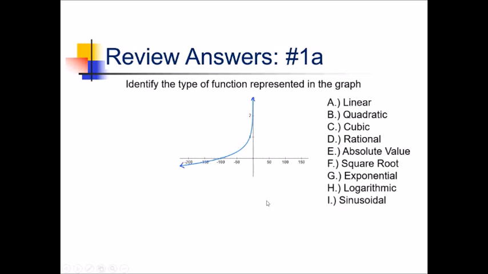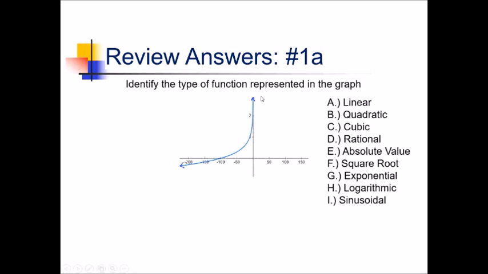For this problem, I'm trying to figure out which function is represented here in the graph, what type of function. So this one at first glance kind of looks like an exponential sort of shape. Exponential, though, is a little bit different. With an exponential, you have a horizontal asymptote and you're going up forever. This one's going up forever, but there's no horizontal asymptote.